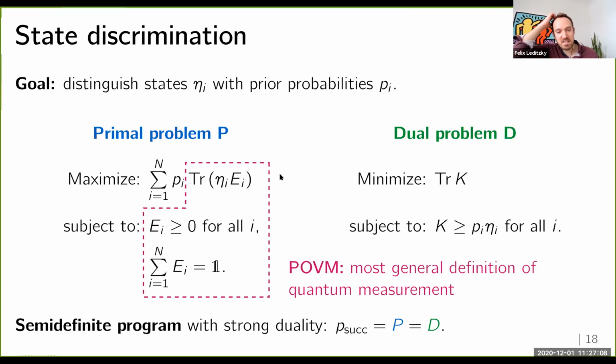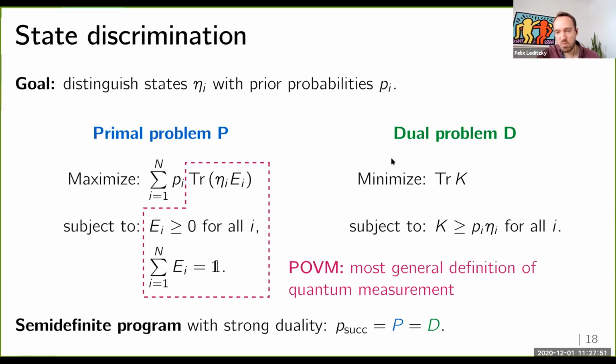And this optimization problem, optimizing over all measurements such that you maximize the success probability, is actually a very nice optimization problem. It's a so-called semi-definite program, which means that the semi-definite refers to the fact that in the constraints you have semi-definite constraints. So these E i's are matrices and they need to be positive semi-definite. So this is strictly more general than linear constraints, for example. And the nice thing about semi-definite programming is that to a primal problem P, where primal always means that you maximize something, there's a dual problem D that you can formulate.